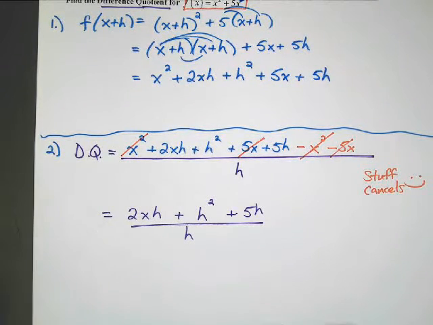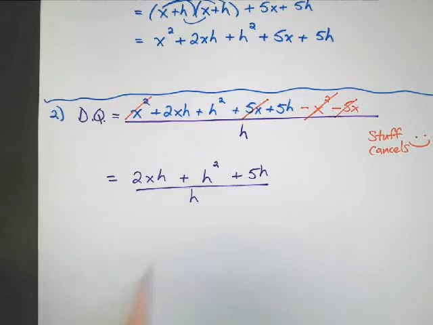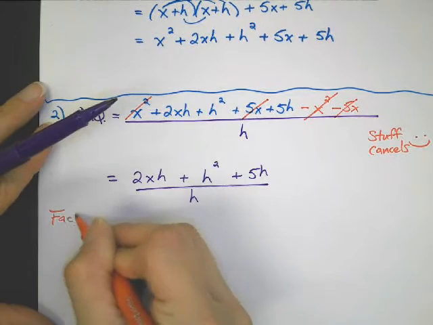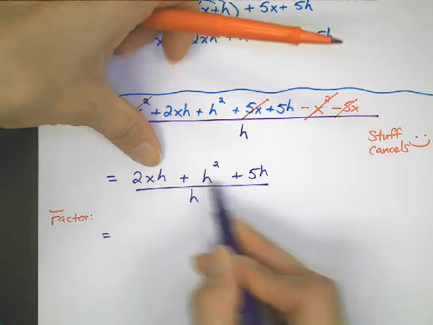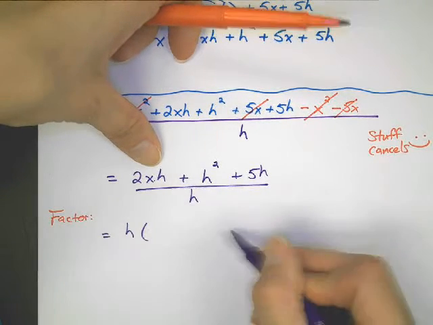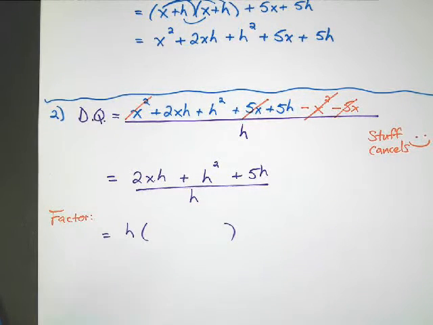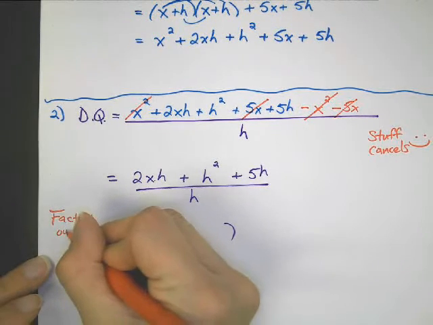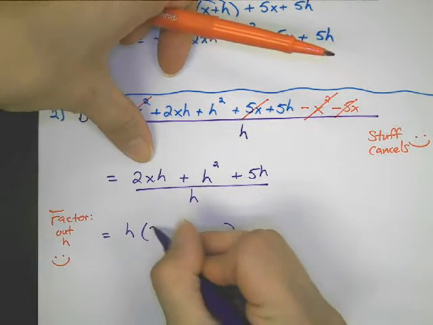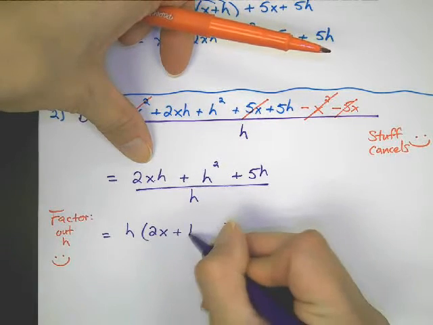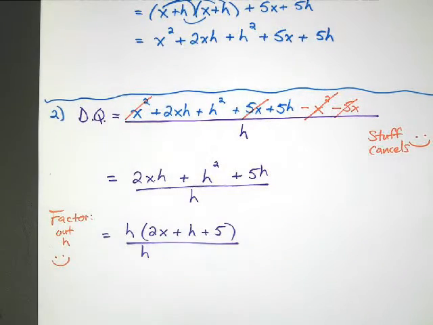The next thing is to take care of all these h's. The best hint I can give you, the hint that always works, is factor. So I'm going to factor an h out of the top. They all seem to have an h. Again, if you're doing it right, this will always happen. Factor out an h. Smiley face if that's working for you. 2x plus h plus 5, all over h.